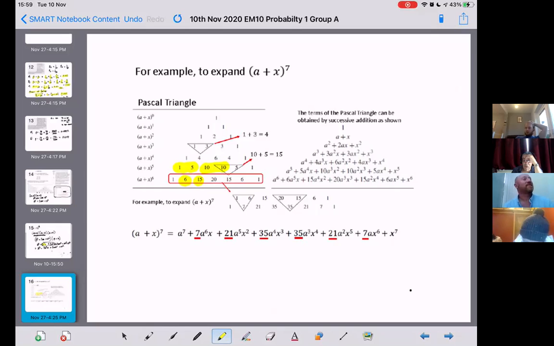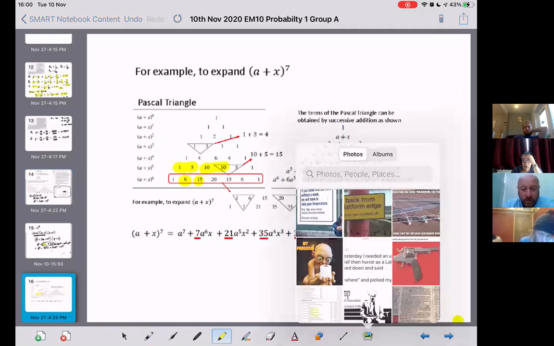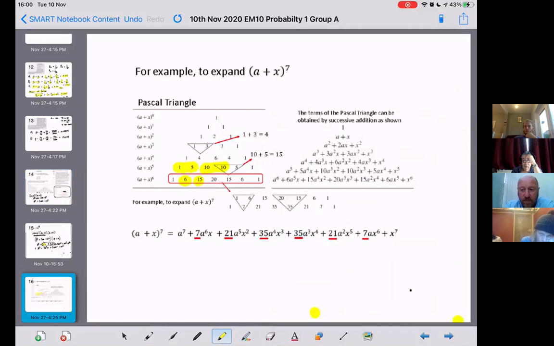So that means we know that we can expand a plus x to the 7 if we add another row. So that's going to be a to the 7. 6 and 1 is 7, so it's going to be 7. We've got to take 1 off the index of a, and we've got to put an x on. Then we got 15 and 6 gives us 21. Take 1 off the index of a, add 1 to the index of x.